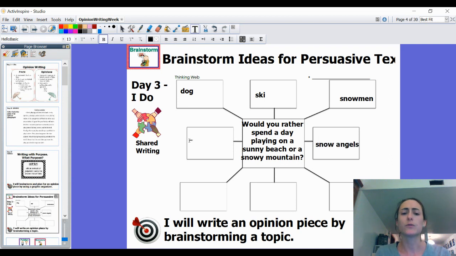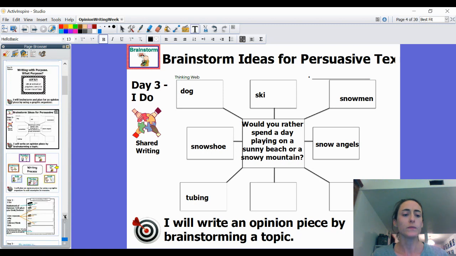Now this is just where I'm kind of throwing out my ideas in a big web. You can do this on a separate sheet of paper if you want before you try to plan your writing. Let's see, what else? I have done snowshoeing. I like to sled. Ooh, even better than just regular sleds, tubing is great. Okay, so I don't have to fill out every box. I don't need all of these. That's not the goal. It's just like, how many different things can I think of that are great about snowy mountains?